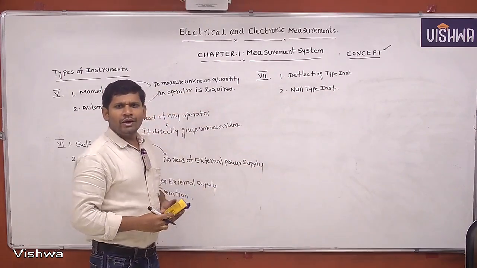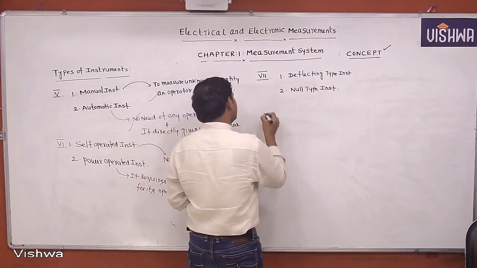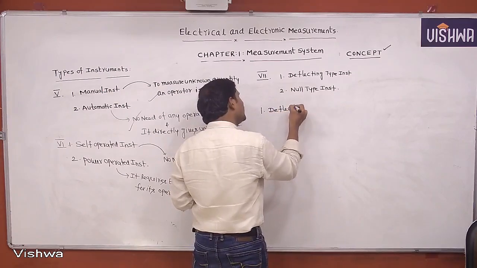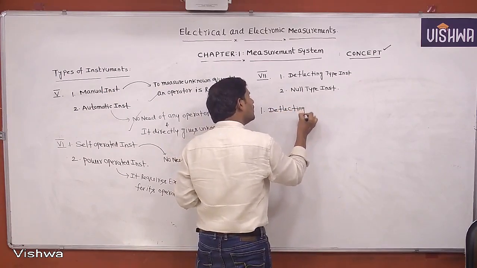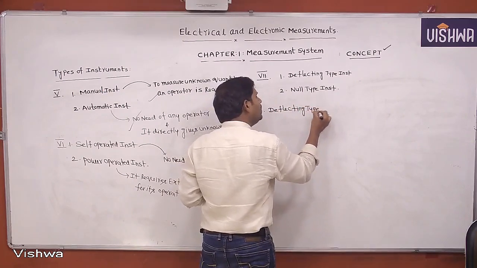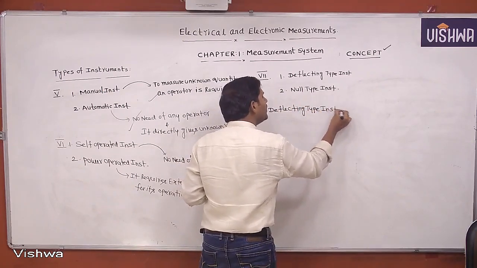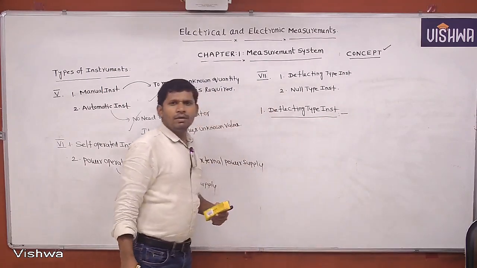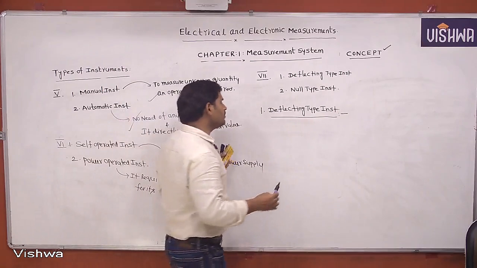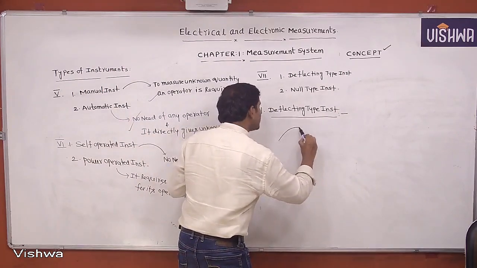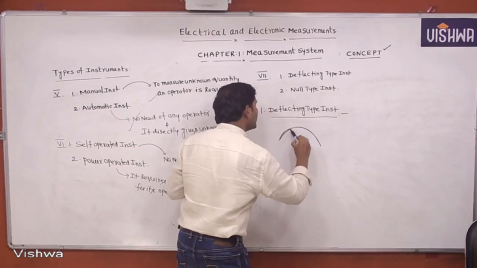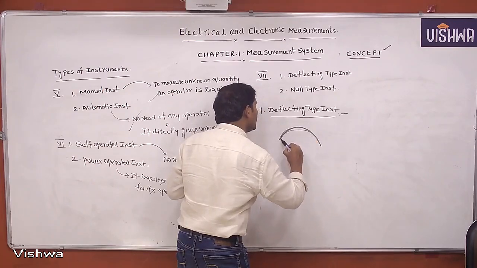Tell me, what do you mean by deflecting type instrument? This is classified based on the end of measurement. Finally, how the instrument shows the reading, based on that this classification is given. In any deflecting type instrument, there is a scale and pointer movement.